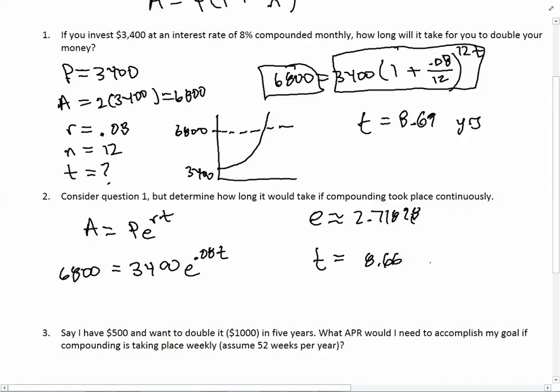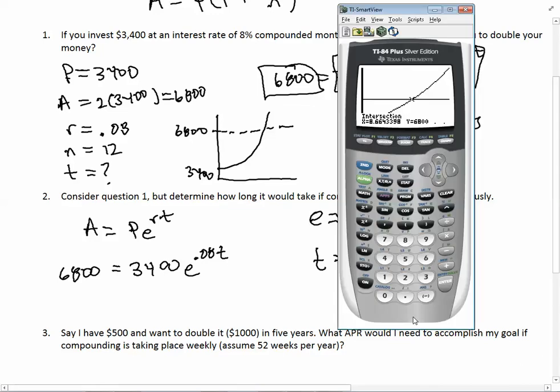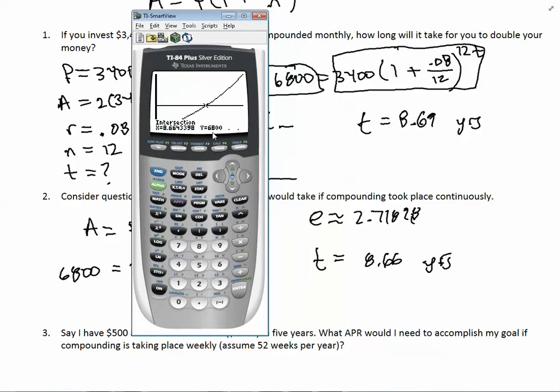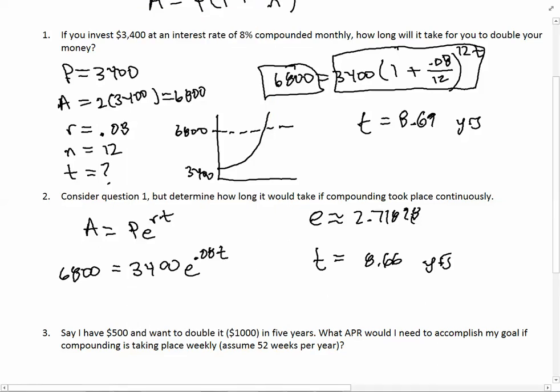So we're paying interest way more often. In fact, most people think if you compound interest infinitely many times a year, that it should be instant that you make that money, but it doesn't take that much less time. It takes a little bit less time to achieve the $6,800 goal. So it doesn't really matter what the equation is. The setup is very much the same.